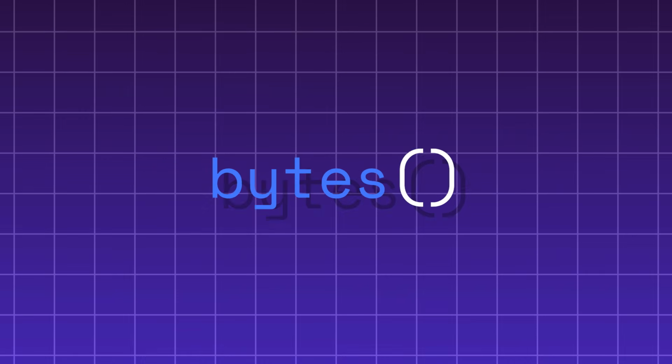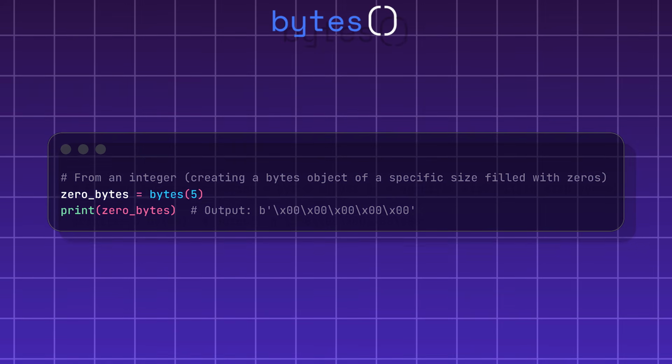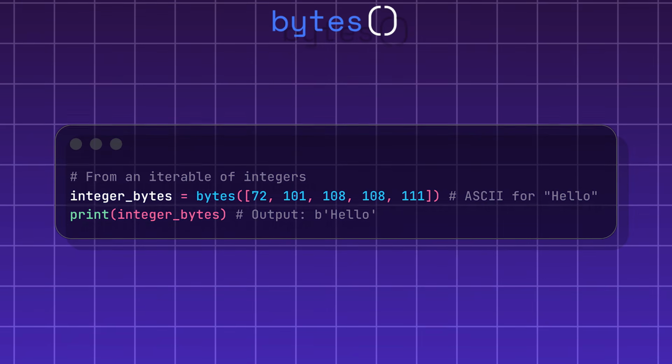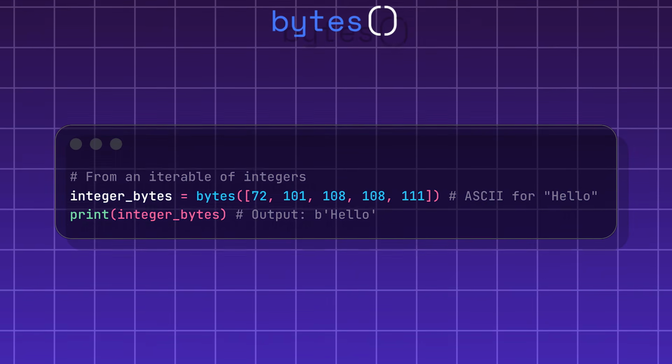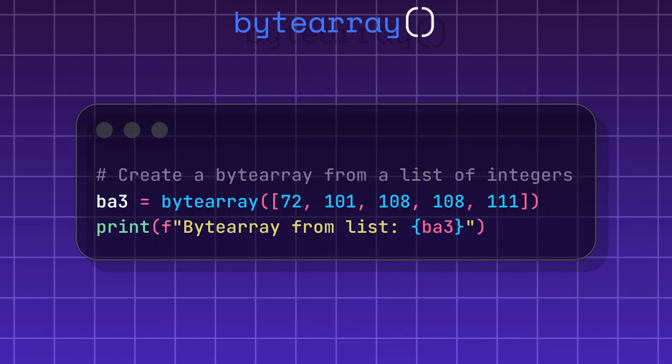Collection functions. Bytes creates an unchangeable sequence of bytes. It's like a tuple, but for bytes. Bytes are a list that can only hold numbers from 0 to 255, and each number is 1 byte of computer data. Bytearray creates an editable sequence of bytes.